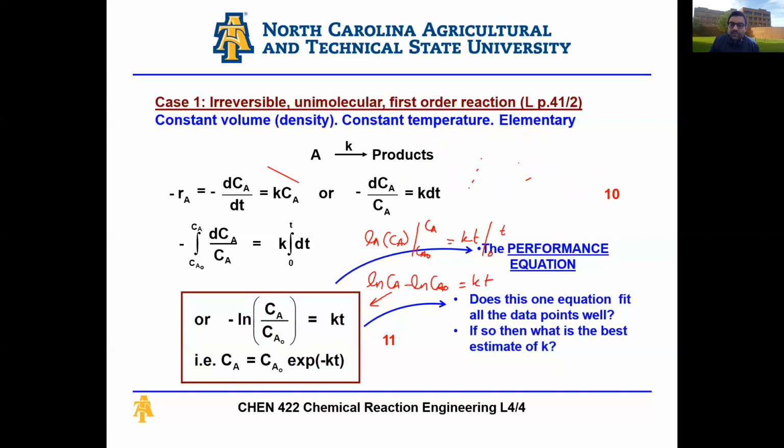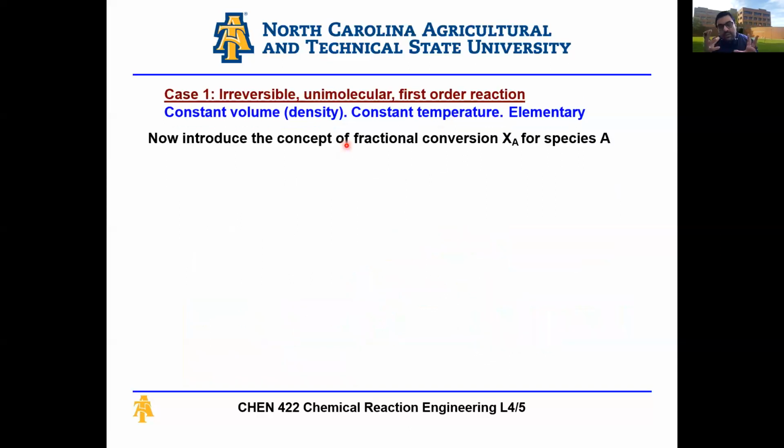Okay. So at this stage, let me introduce a new parameter. As engineers, we don't really like to use this concentration business, right? We like to deal with another parameter called conversion. This is what you'll see a lot in chemical engineering papers, literature, applications. So let's introduce this concept of fractional conversion, XA for a species A.